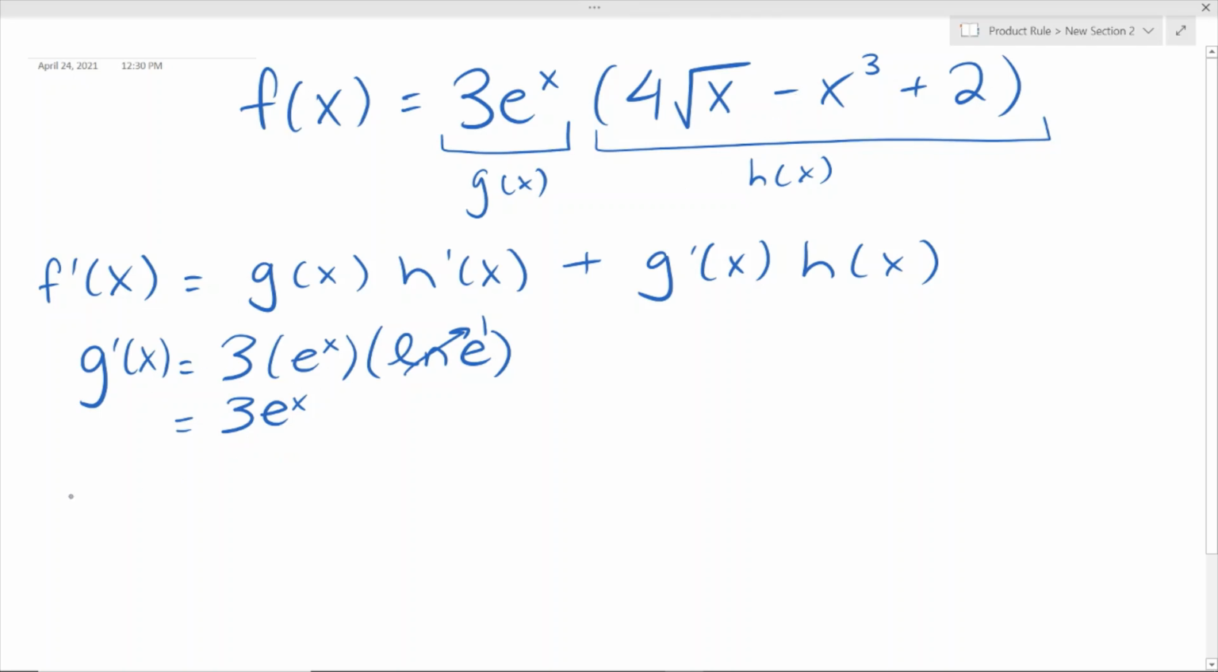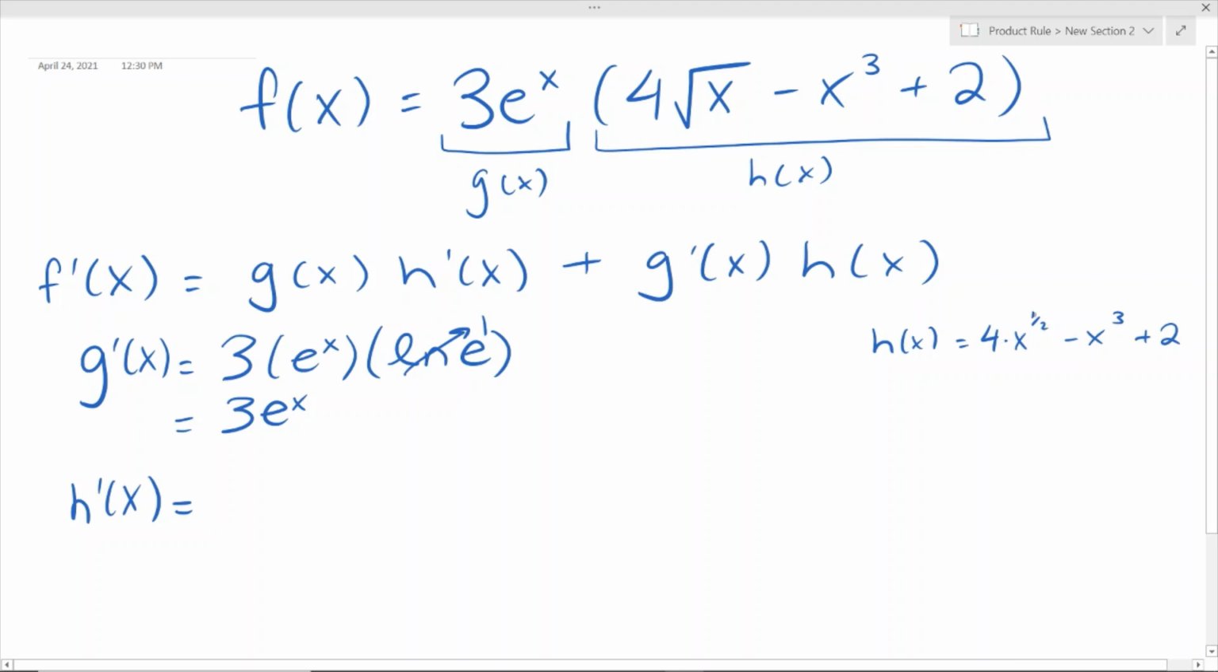Now for our h prime of x. So for our h prime of x, we use the power rule. And using the power rule, we can see that this is 4 times x to the exponent of half, right? So if we rewrite, let's say we want to rewrite h of x. H of x is the same as 4 times x to the exponent of half, right? The square root is exponent of half, and then minus x cubed, and then plus 2.